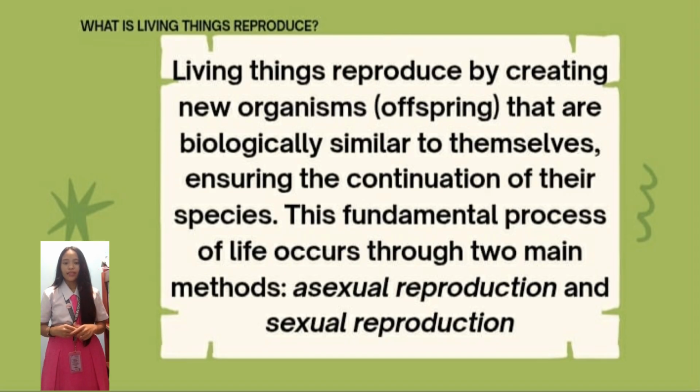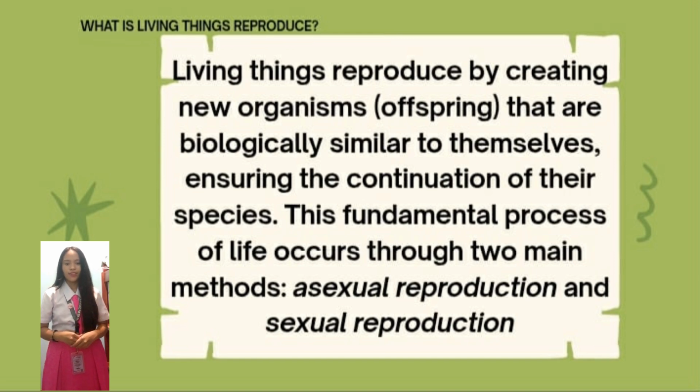So what is reproduction in living things? Living things reproduce by creating new organisms that are biologically similar to themselves, ensuring continuation of their species. So these are living things that multiply through new organisms or offspring, to ensure that their kind continues and does not disappear.